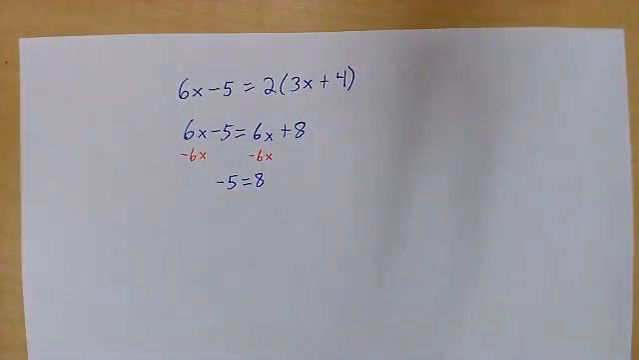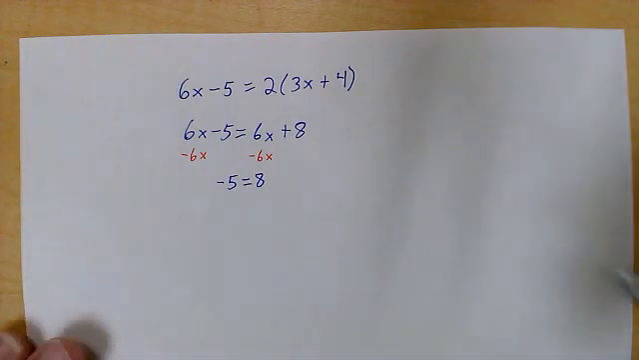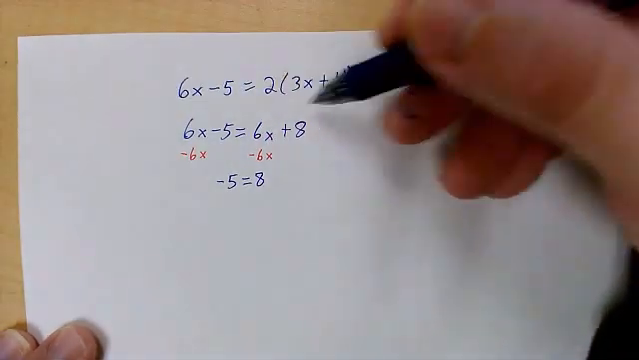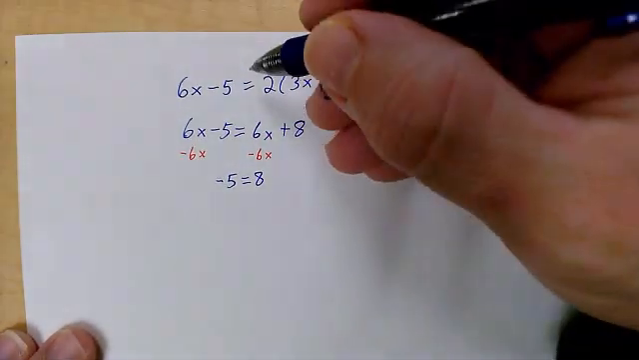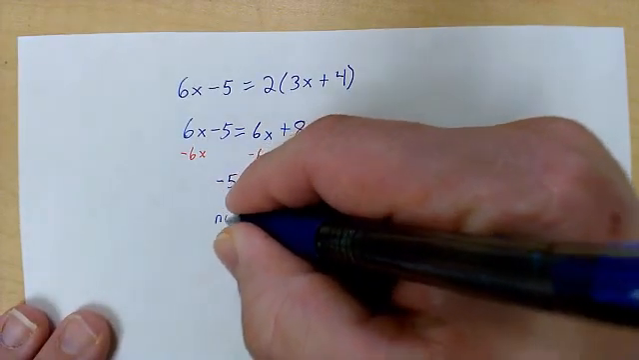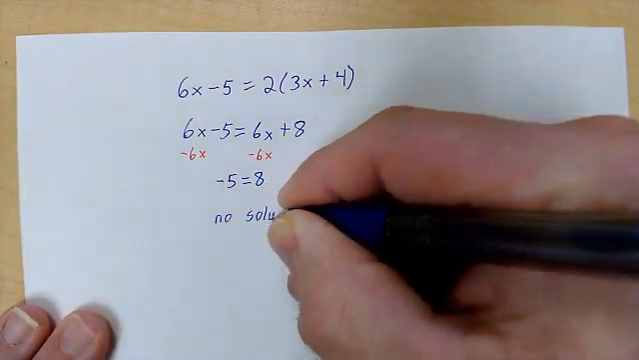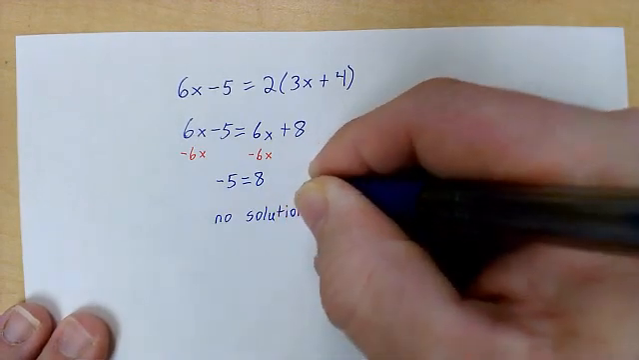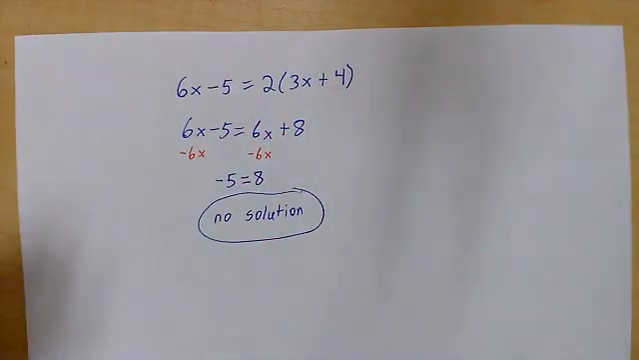Now, this is not identity property like on the last one. In fact, it is impossible for negative 5 to ever equal 8. So this equation here at the beginning is impossible as well for x, and that means that there is no solution at all for x, since negative 5 cannot equal 8.